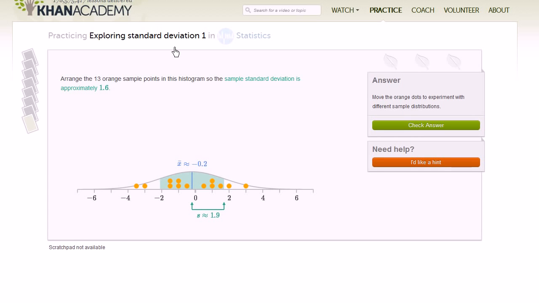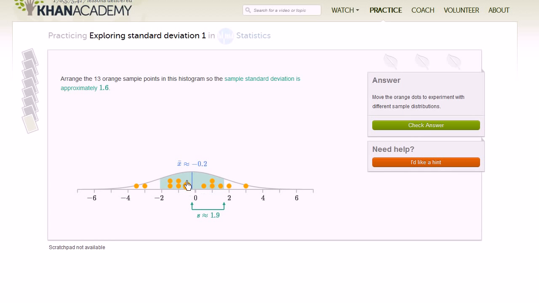Let me think about what's going on here. It says arrange the 13 orange sample points in the histogram below. So these are the orange points you're talking about. Yep. The sample standard deviation is approximately 1.6. So just so I understand, these are points that are being sampled from some distribution. Right. We get these points right over here.